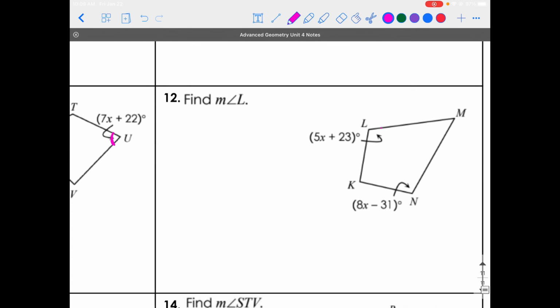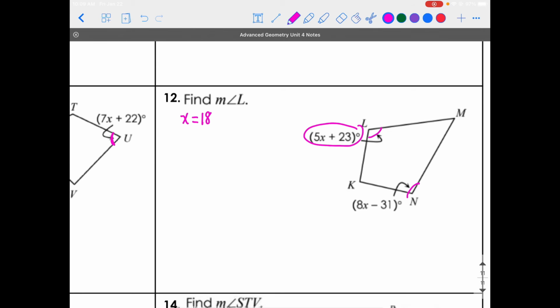Number 12 is very similar. Angle L and N are congruent. However, it doesn't just ask for x, so you have to solve for x first. When you solve for x, I'm going to go ahead and tell you what the answer is. X equals 18. You solve for x, then you have to plug in to L.